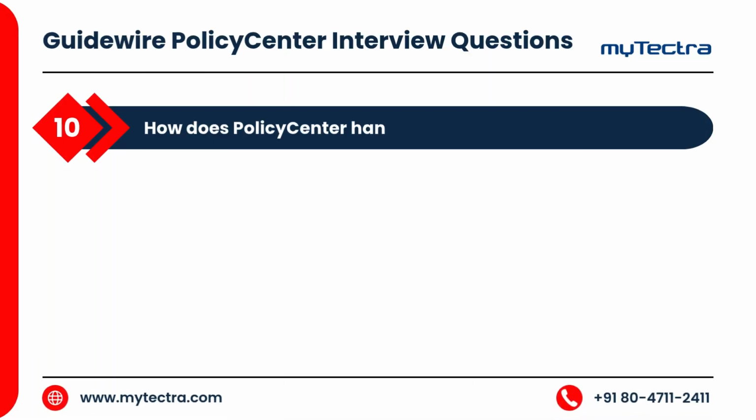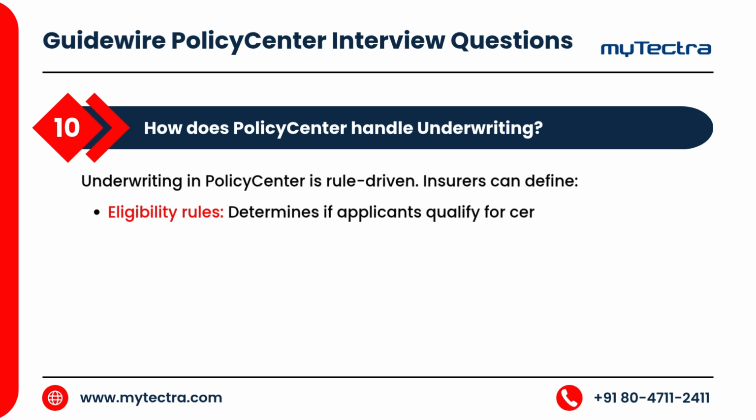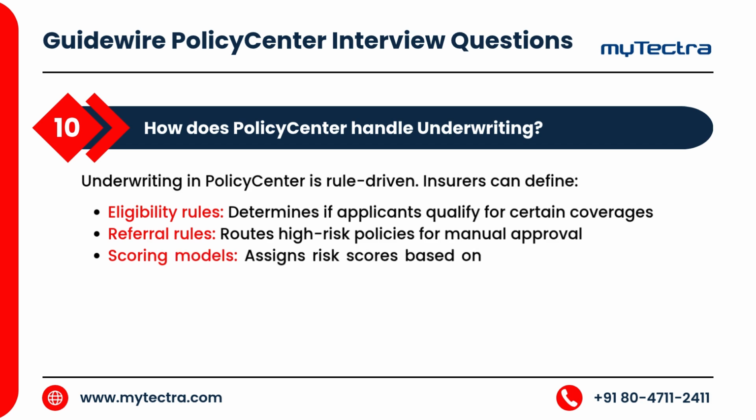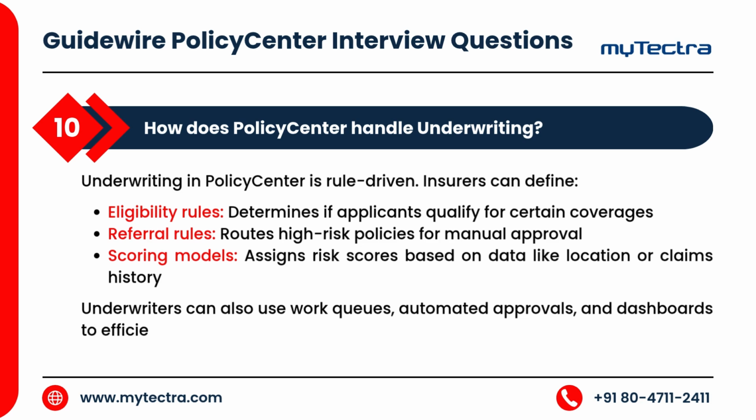How does PolicyCenter handle underwriting? Underwriting in PolicyCenter is rule-driven. Insurers can define eligibility rules, which determine if applicants qualify for certain coverages, referral rules that route high-risk policies for manual approval, and scoring models that assign risk scores based on data like location or claims history. Underwriters can also use work queues, automated approvals, and dashboards to efficiently manage cases.